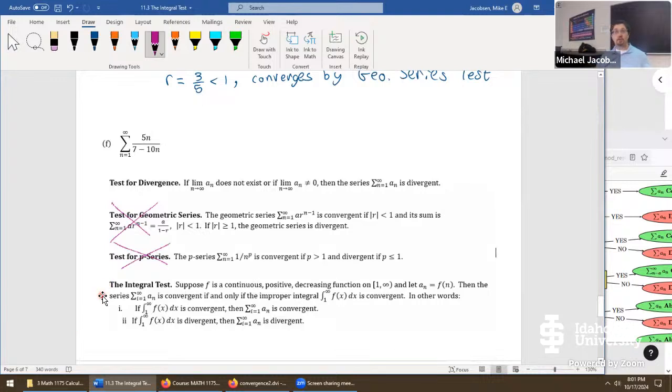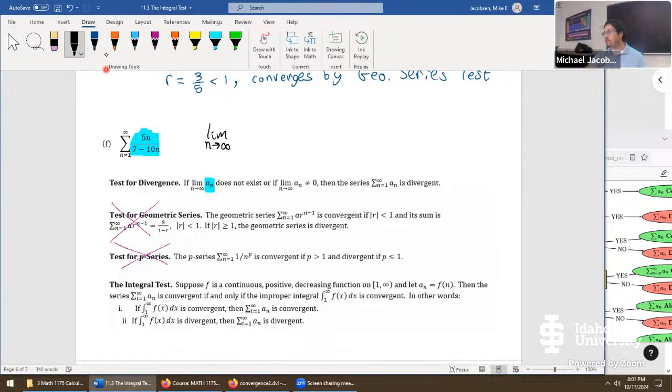You know what? The integral test could work. But let's say something bold here. The integral test is a test, again, of last resort. Only consider the integral test if you've exhausted all other options. Let's try the test for divergence on this one. So in the test for divergence, we look at a_n, that's this stuff, and take the limit as n goes to infinity.